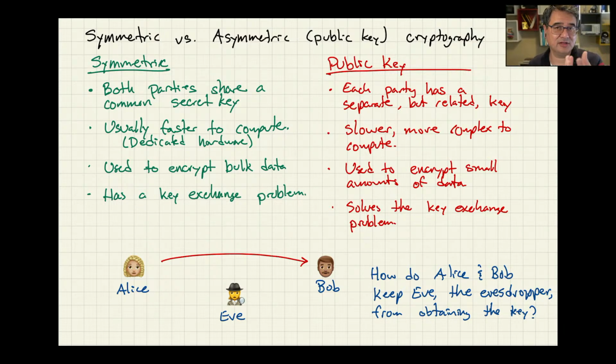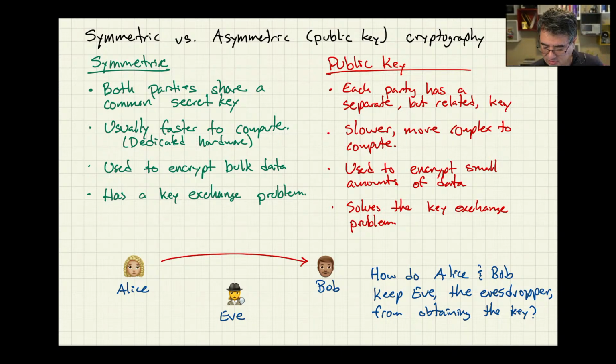And if they have a shared common key, then Alice has a problem. How do I communicate that secret key to Bob without Eve obtaining it? This is called the key exchange problem. How do Alice and Bob keep Eve, the eavesdropper, from obtaining the key? Well, one idea might be, why don't Alice and Bob just encrypt the key? Then you've got another problem. If you encrypt the key, then you've got a shared secret to use for that encryption. And then how do you communicate that key over to the other party? So whenever you're using symmetric key cryptography, you've got this fundamental practical problem of how the two parties exchange that private key so that they can start communicating.